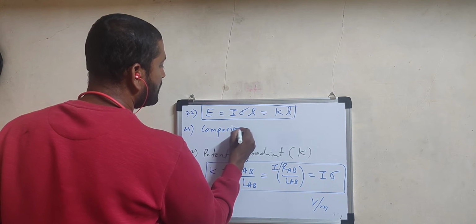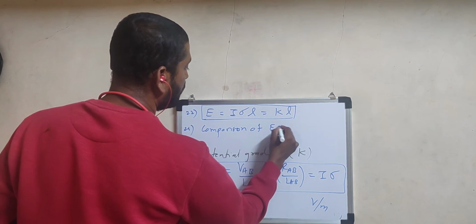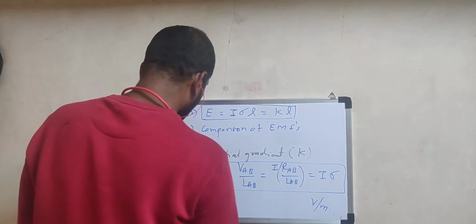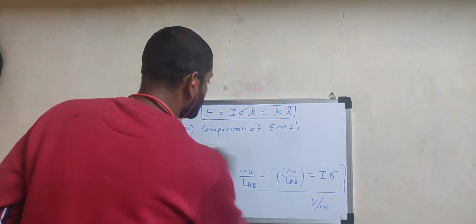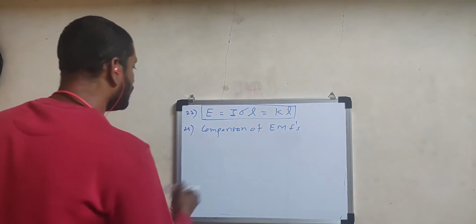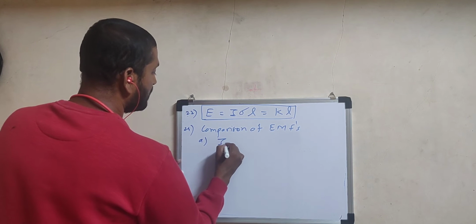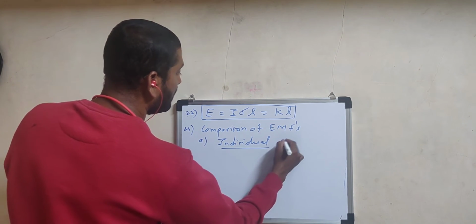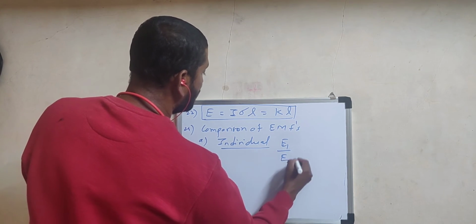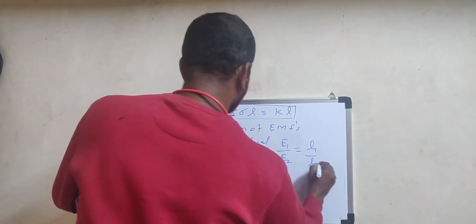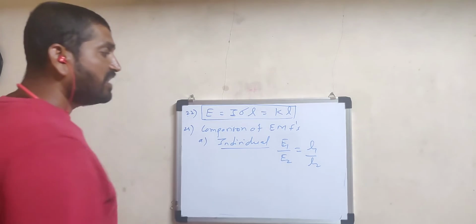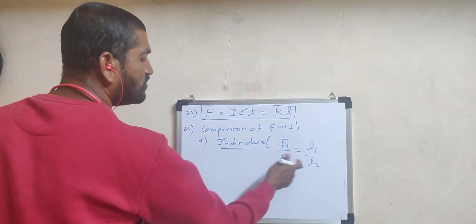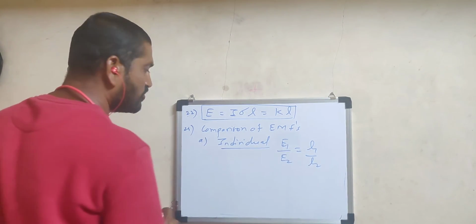So next one, comparison of EMF, electromotive forces. Now there were two methods, I think. First one, the individual method, and second one, the sum and difference method. In the individual method, what is the formula obtained? Comparison E1 upon E2 is equal to L1 upon L2. L1 is the balancing length when the first cell is connected. L2 is the balancing length when the second cell is connected across the potentiometer.